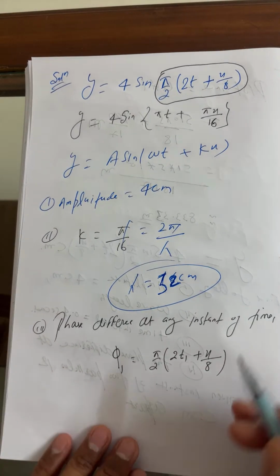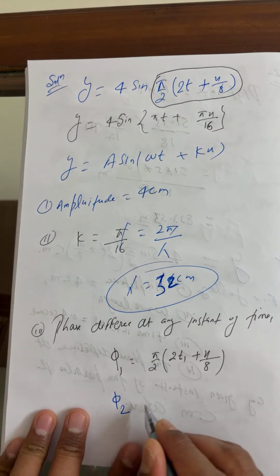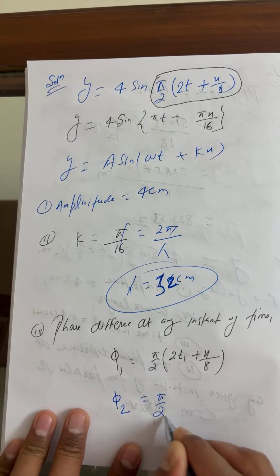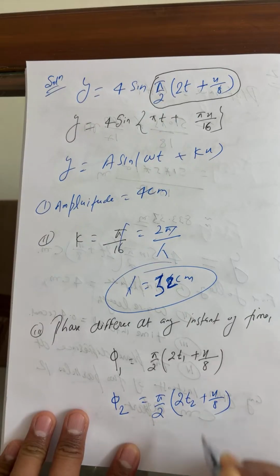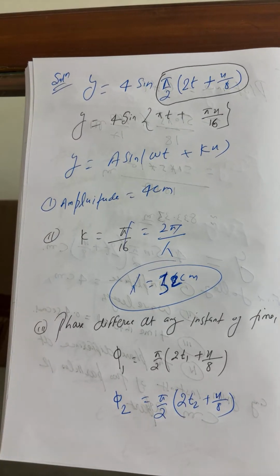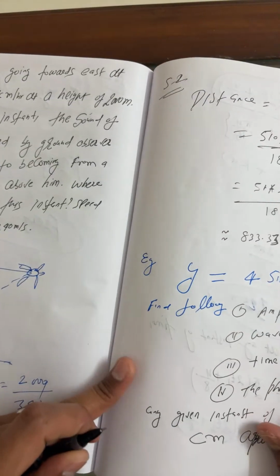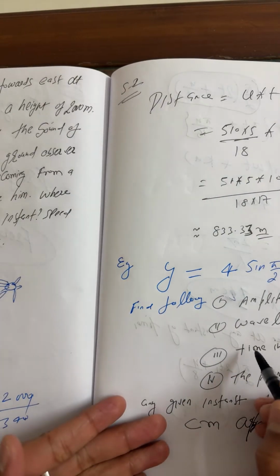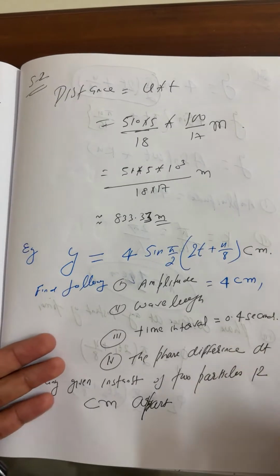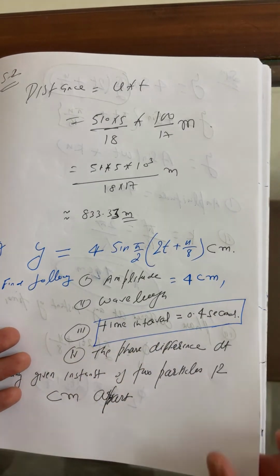Similarly, you can write phi 2, because there are two timings here. So this is phi 2: pi by 2 times (2 t2 plus x by 8). T1 and T2 are mentioned in the question. T1 minus T2 is mentioned here. This is the time interval that is mentioned.